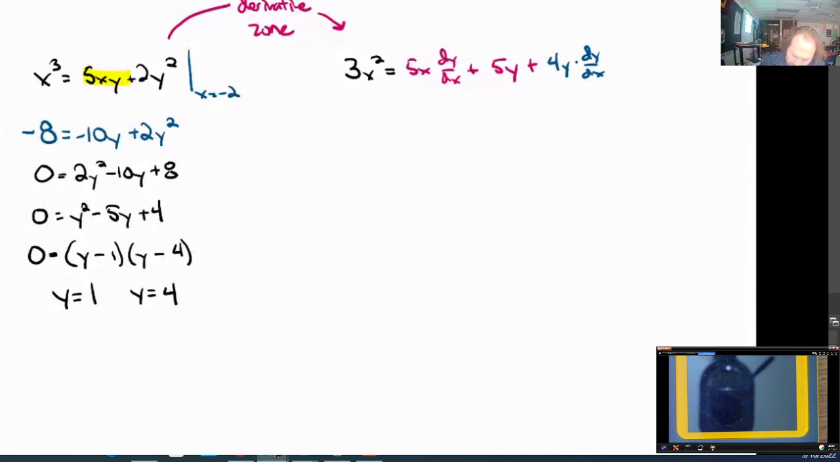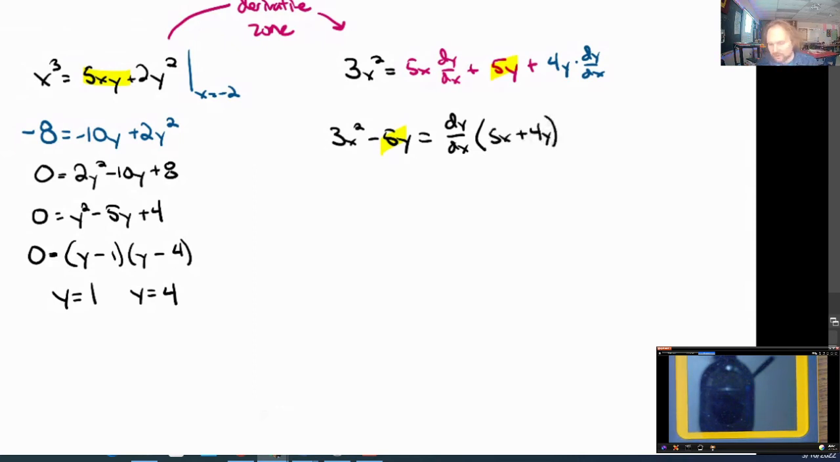So let's go ahead and gather together all the dy dx's on the right side. We'll move everything that's not a dy dx over. So we'll keep 3x squared and negative 5y over on the left side. We're just going to move that term right over. And let's go ahead and pull the dy dx and factor out those parts too. It'll be 5x plus 4y.